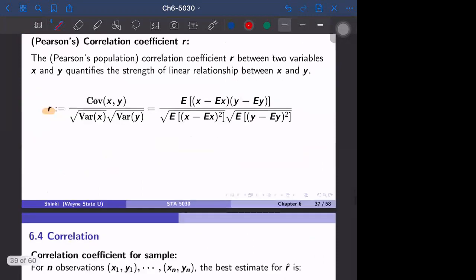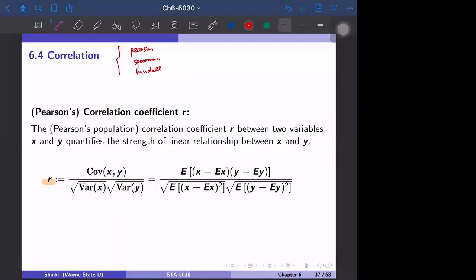So what's the definition of the correlation coefficient? Pearson's correlation coefficient is defined as the covariance of x and y divided by the square root of the variance of x times the square root of the variance of y. Using the expectation symbol, we can write it this way. The denominator is to standardize the quantity. The numerator is the most important quantity, and it is the expectation of the inner product of the centered vector of x and the centered vector of y.